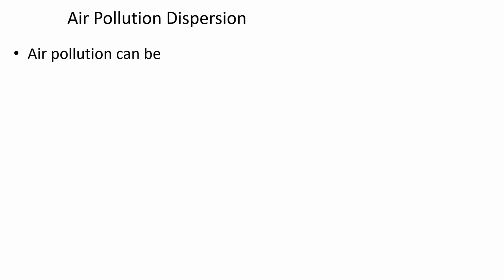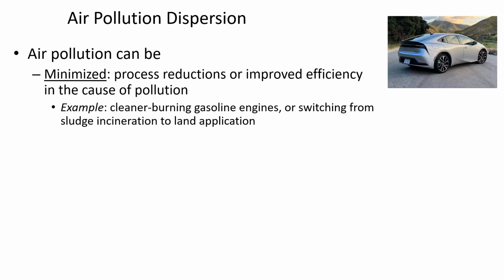So, air pollution can be minimized. Preventing it before it occurs is probably the best approach. Ways of doing that would be cars and engines that don't use as much fuel for the miles they're traveled, or switching from incineration to other ways of disposing of things like sludge or solid waste. There are places where they incinerate garbage rather than landfilling it.